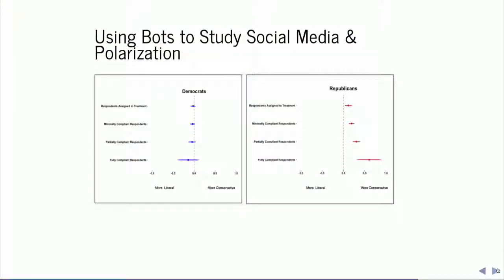And so just in case you're interested, we found different levels of compliance. Here's Democrats, here's Republicans. If they move left, they're becoming more liberal. If they move right, they're becoming more conservative. And this is, again, the difference in difference estimate, so who changed in treatment compared to control. And we find that for Democrats, when they were exposed to the Republican bot, they didn't change terribly much, right? They became slightly more liberal, maybe.